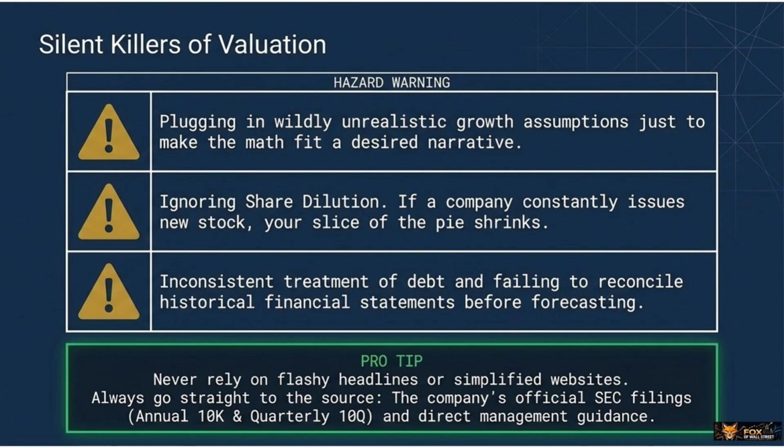Want to know how professional analysts improve their DCF accuracy? Here's a pro tip. Do not build your model based on flashy news headlines or simplified financial websites. For U.S. equities, you should always be using the company's latest official SEC filings. We're talking the annual 10-K and the quarterly 10-Q. Combine those with direct management earnings guidance as the foundation for your assumptions. Always go straight to the source.